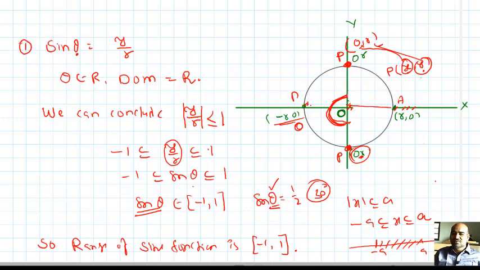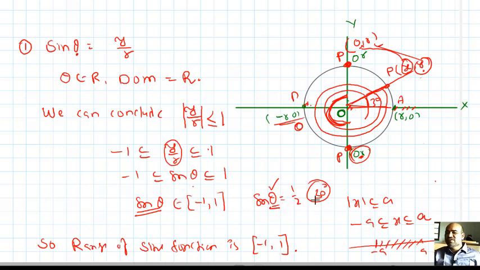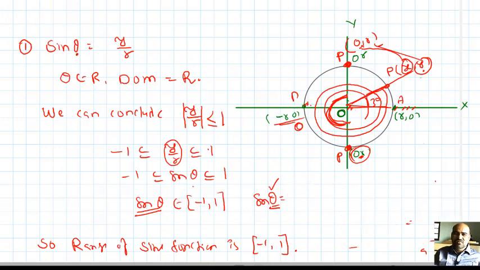For example, if your angle is 30 degrees, in that case sin theta becomes half. 30 degrees, 360 plus 30 is also half, 2 times 360 plus 30 is also half. In the clockwise direction it can also rotate. That's why there exist infinitely many thetas. One of the thetas is 30 degrees.